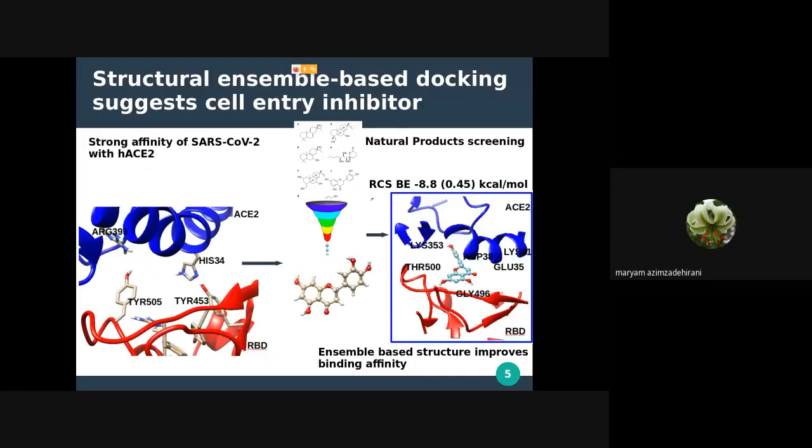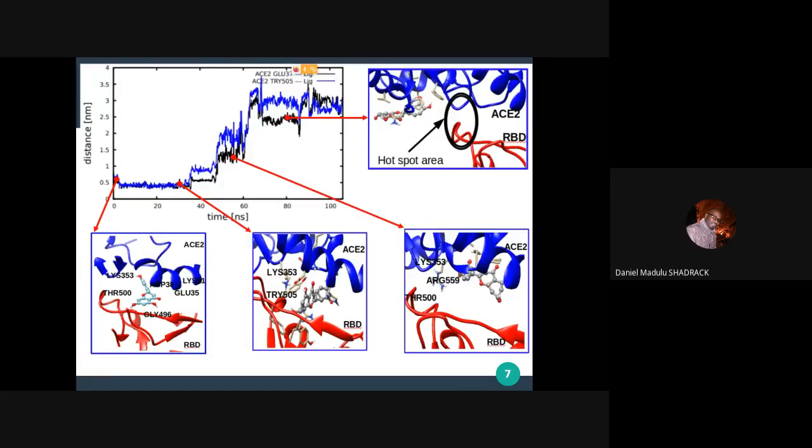Thanks. Then we found that the strong affinity between the virus and the ACE2 enzyme could probably be one of the reasons that it pushes this ligand away. So these are plain molecular dynamics simulations, not enhanced sampling.